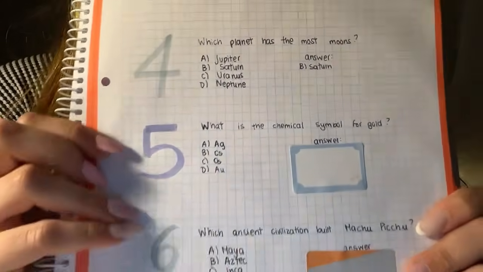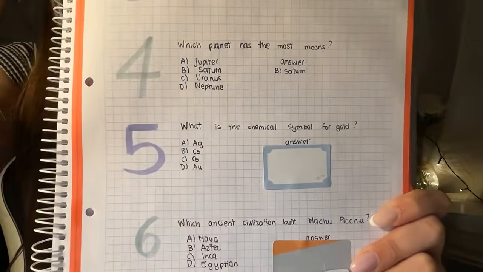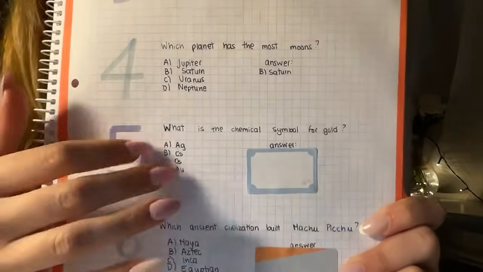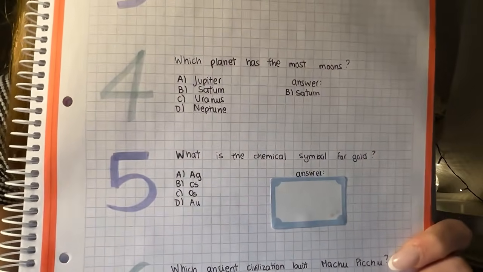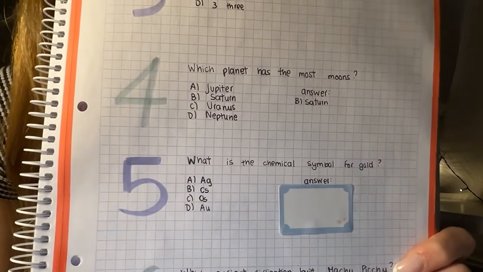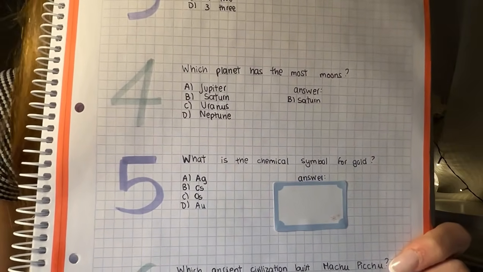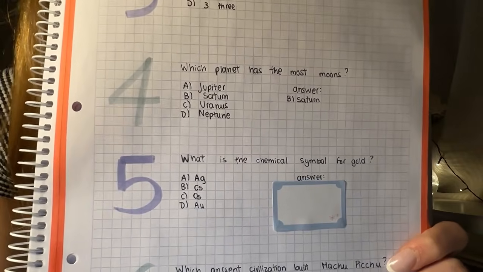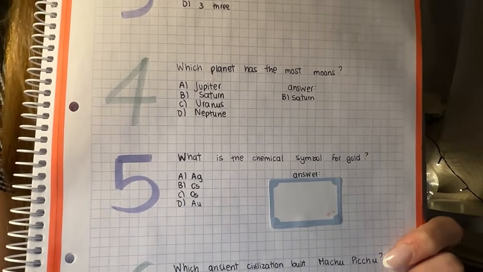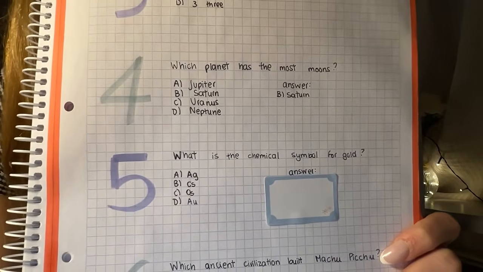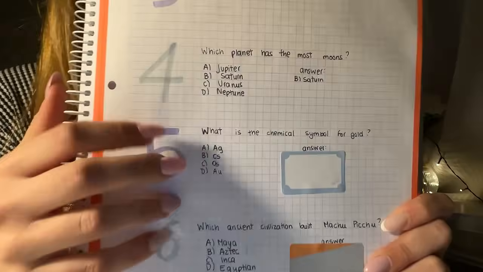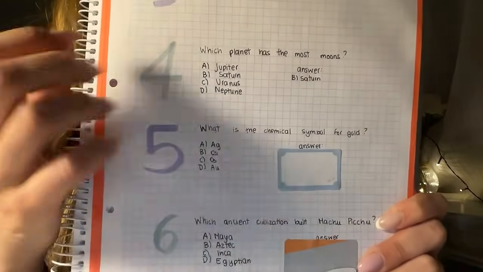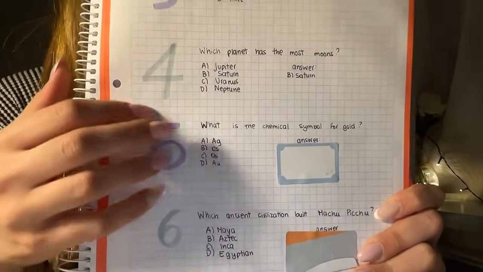I'm going to give you some time to look at the options. Maybe it's easier if you just look at them. So the chemical symbol for gold. A, B, C, or D? Which one do you think is the chemical symbol for gold? I'll give you some time to think.